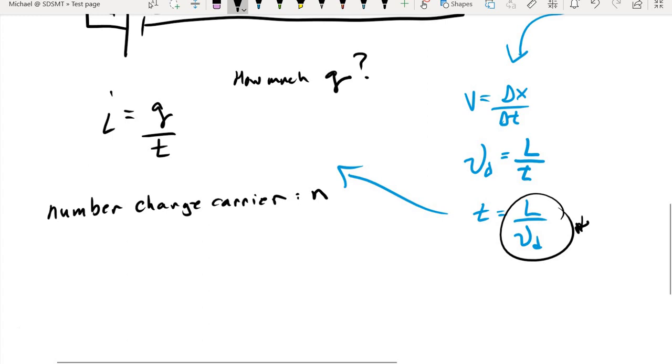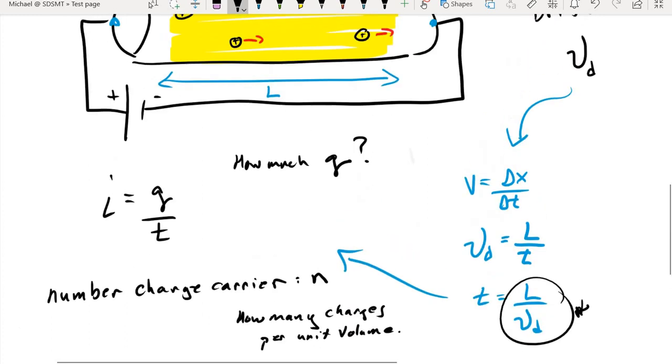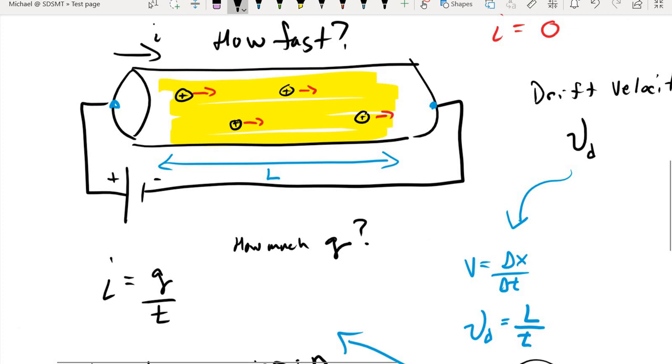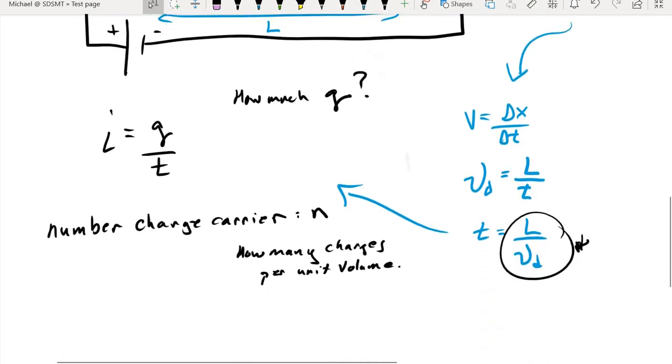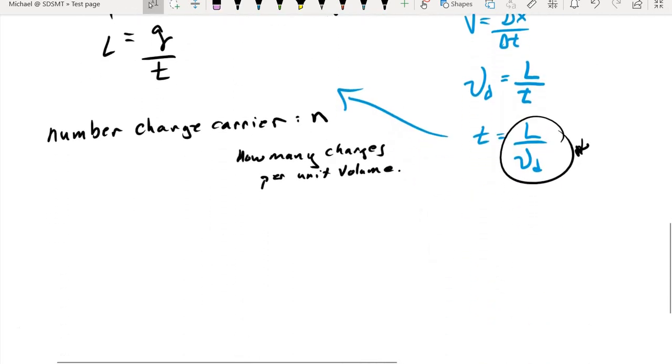So this just tells us how many charges per unit volume are inside that conducting material. And then as we start pushing those charges through, we can start getting a count of how many charges there are. Well, n just tells us how many charges per unit volume. I don't want to know the number of charges per unit volume. I just want to know the number of charges.